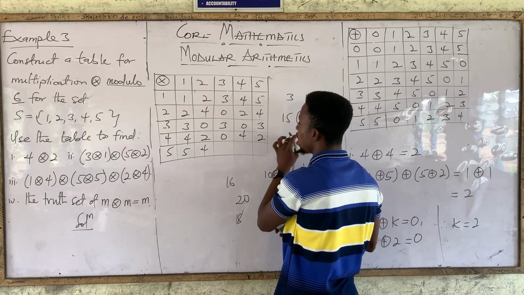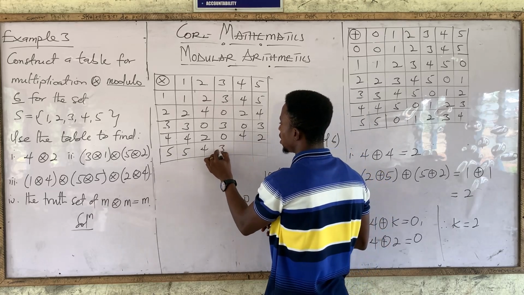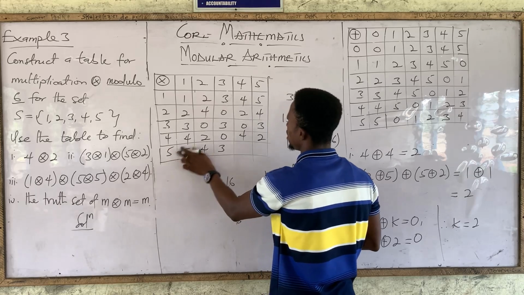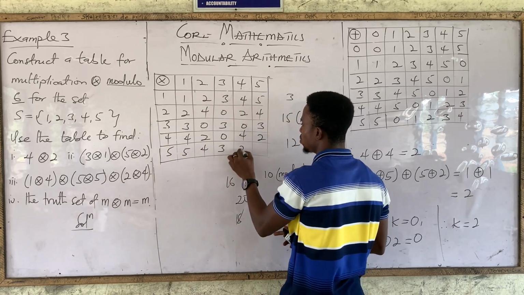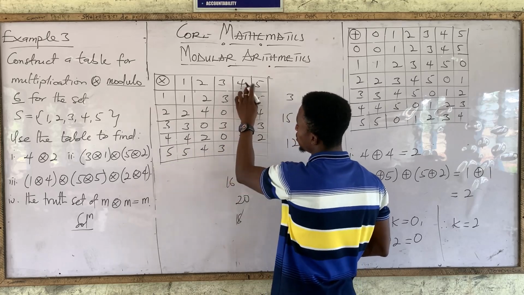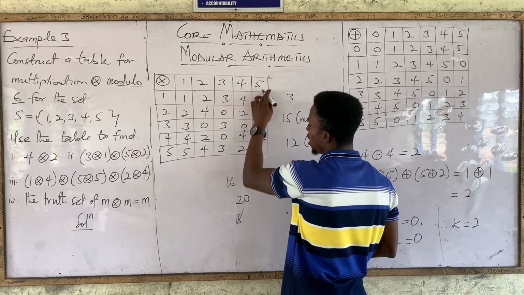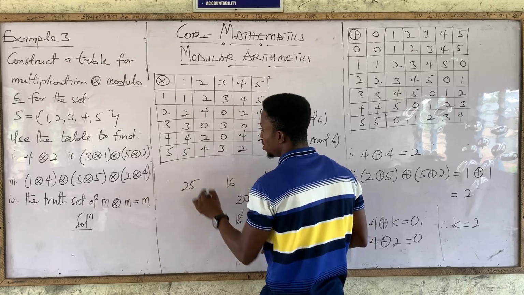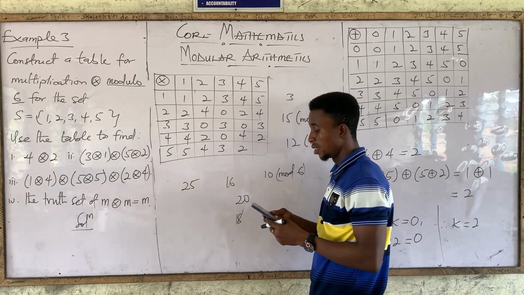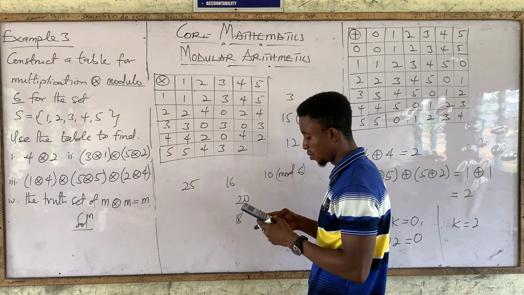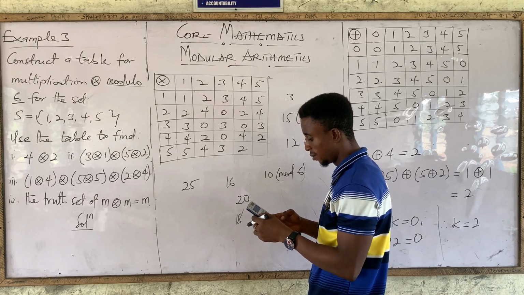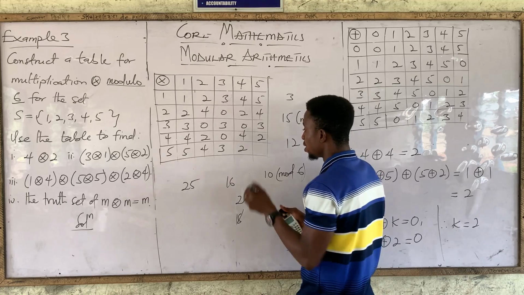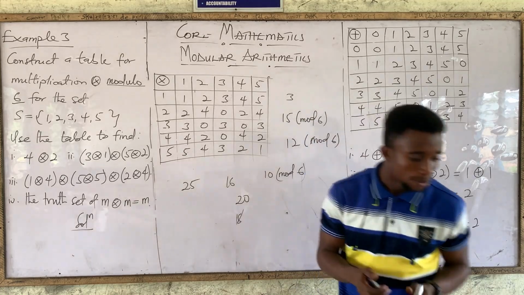15 modulo 6 is what? 3. Then 5 times 4 is 20. That one is what we just did. That is 2. Then 5 times 5, which is what? 25. So 25 modulo 6, I think it's 1. 25 divided by 6, so that one is 1.